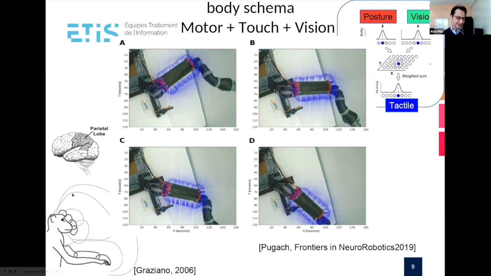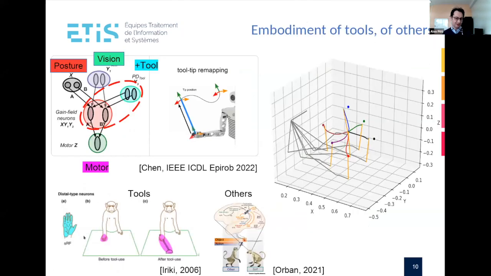This is highly similar to what we have in the parietal lobe, where we have neurons sensitive to the distance to the skin, combining visual, motor, and tactile information. And in the last experiment, if you have the postural information, visual information, and motor information, and you add new information linked to something else, like a tool, then you can also embody new things inside your own body, like a tool.